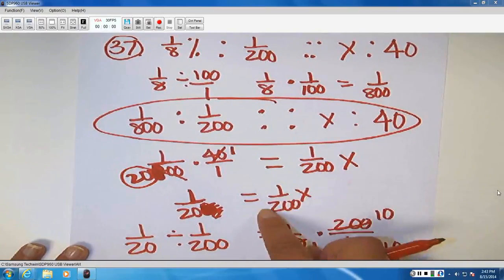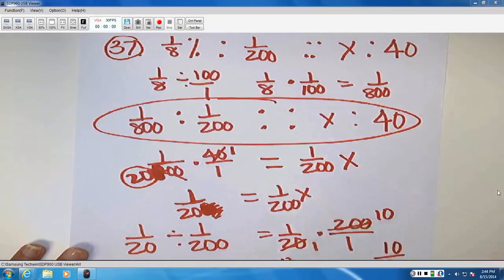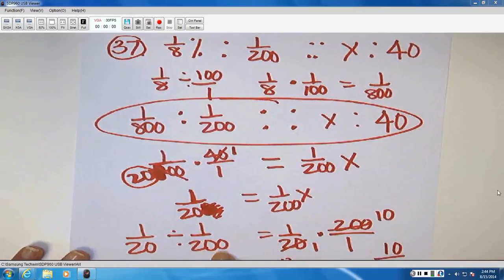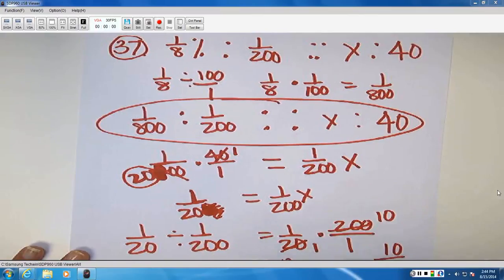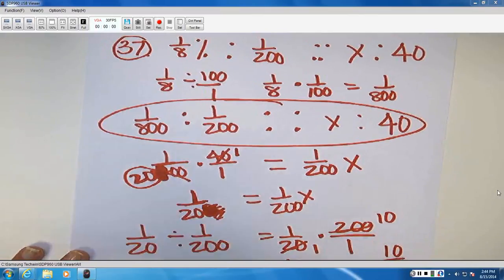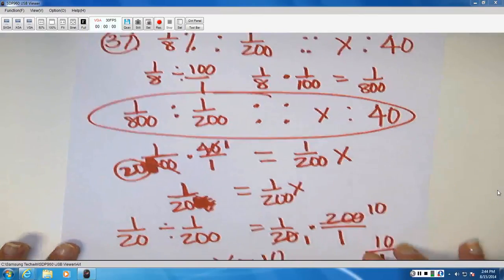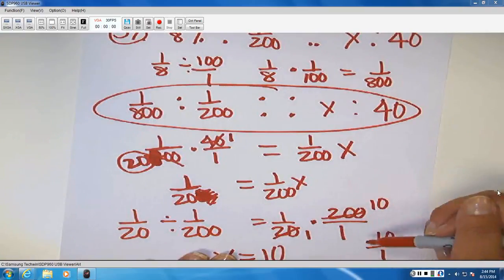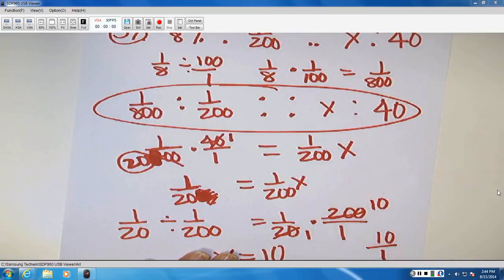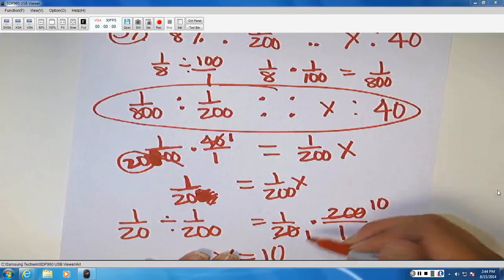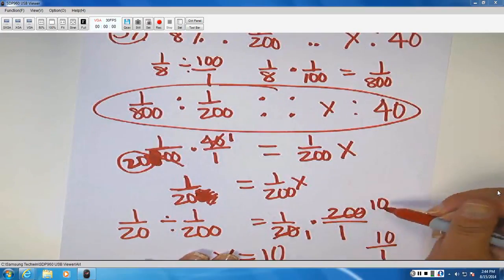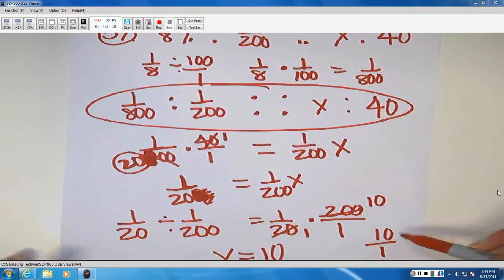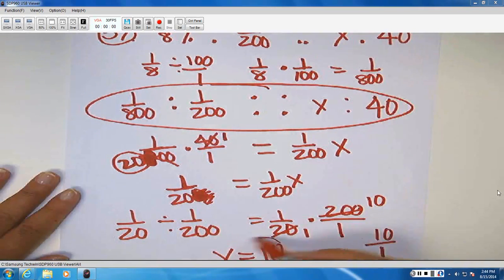We ended up bringing this 1 over 200 over and dividing. So we had 1 over 20 divided by 1 over 200. Instead of dividing it like that, we flip that second fraction, and then we have a simple multiplication problem. So it was 1 over 20 times 200, essentially. We were able to reduce because 20 will go into 20 one time, and 20 went into 200 10 times. And essentially, we're left with the whole number of 10. So x equals 10.